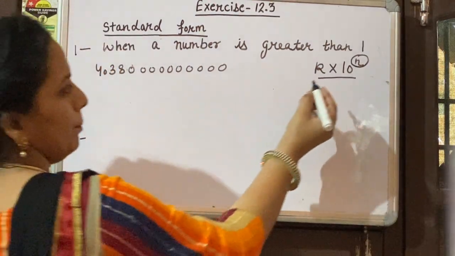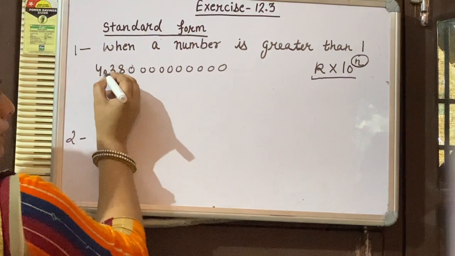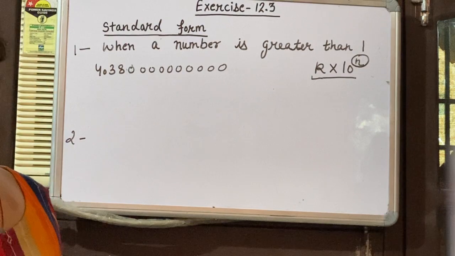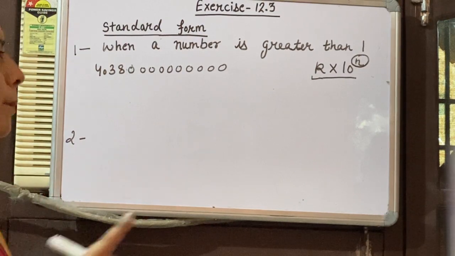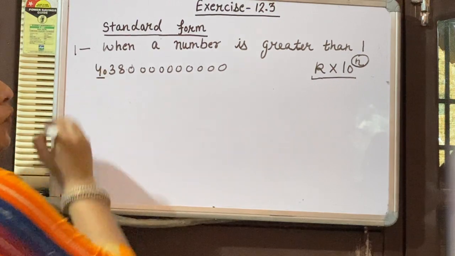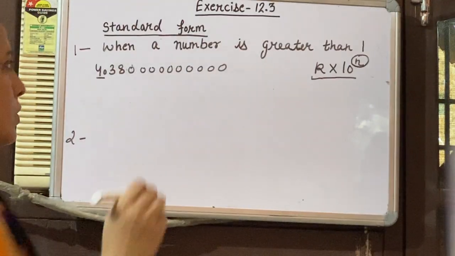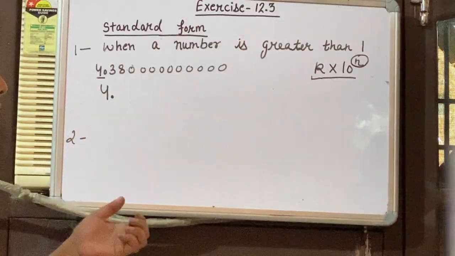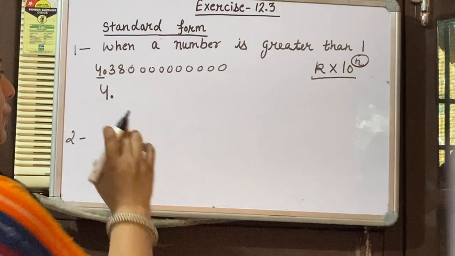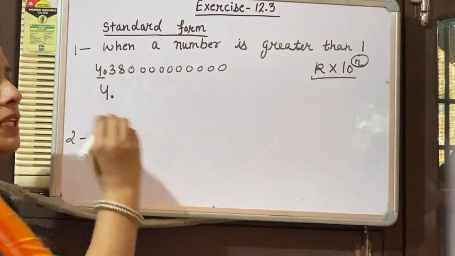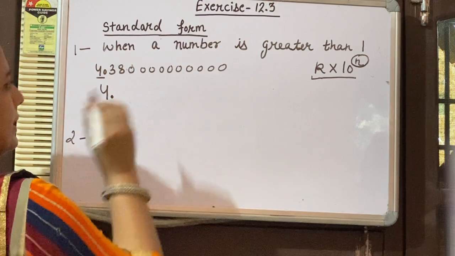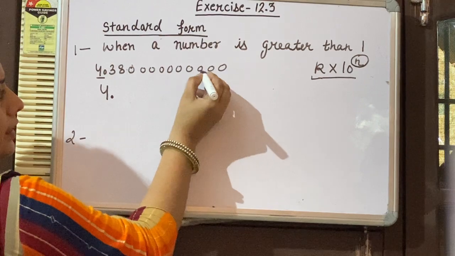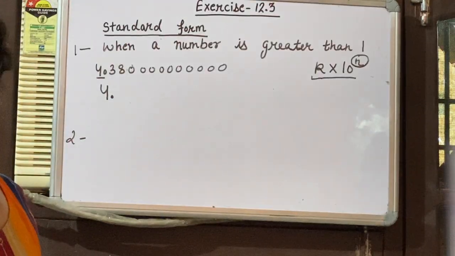Now let's start our method. First of all, put the decimal after the first non-zero number. I repeat, non-zero number. Here we can see that 4 is the first non-zero number, so we will put the decimal after 4. After putting the decimal, count all the digits after the decimal. Decimal के बाद जितने भी digit हैं आप उन सभी को count करोगे. Let's start. 1, 2, 3, 4, 5, 6, 7, 8, 9, 10, 11, 12, 13. Here we have 13 digits.